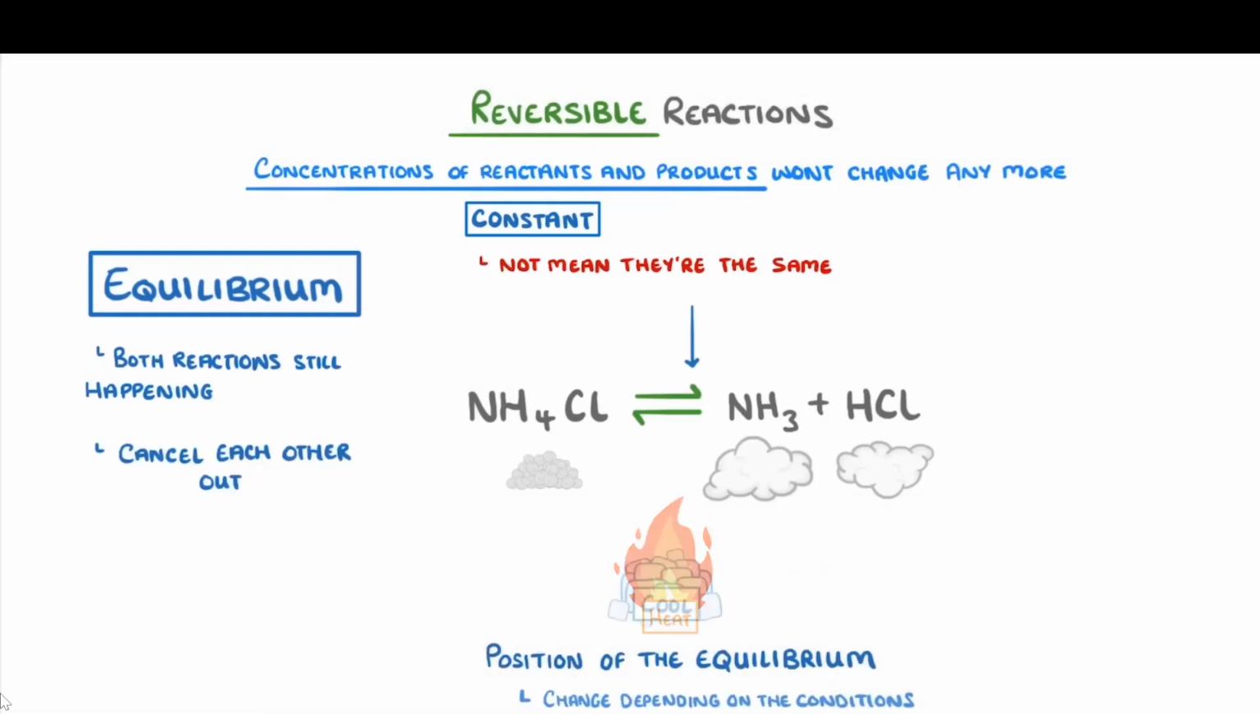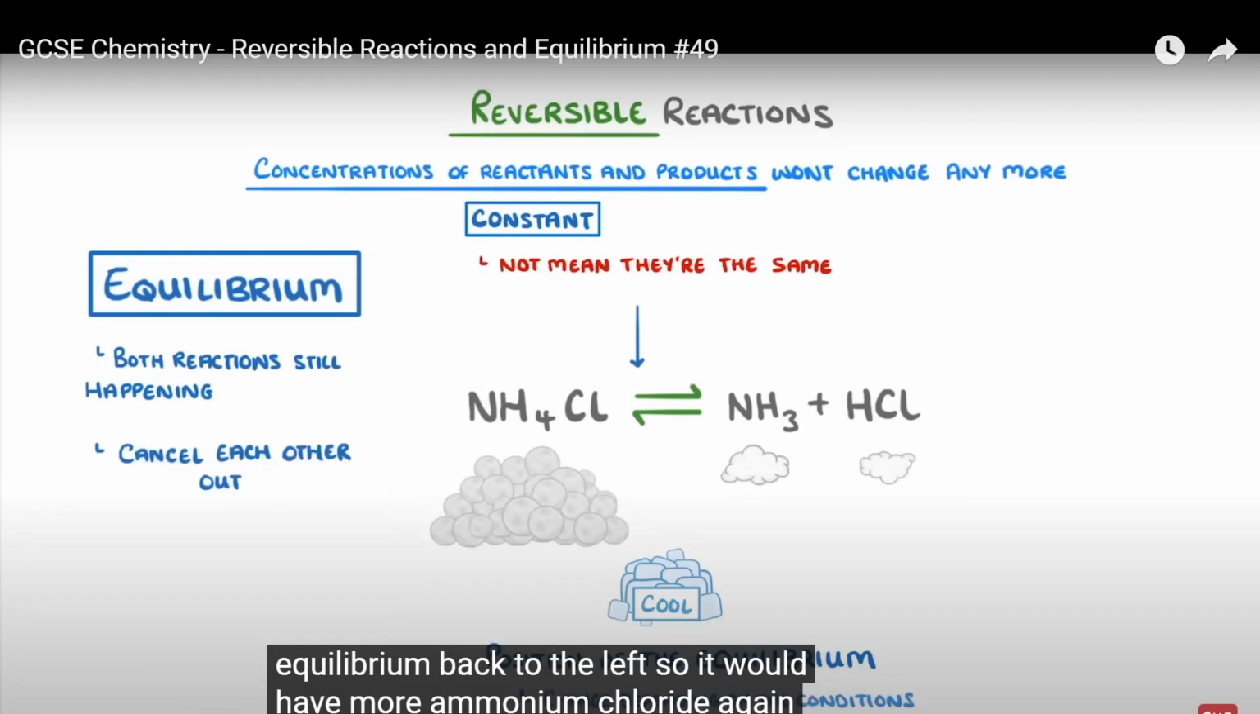On the other hand, if we cool the conditions of our reaction, it would push the position of equilibrium back to the left, so it would have more ammonium chloride again. Okay, so we have now cooled it, and now we have a lot of ammonium chloride, so that's our reactant, and not very much of the product, so now we have a small number over a big number, all right, and that is what happens at a cold temperature.